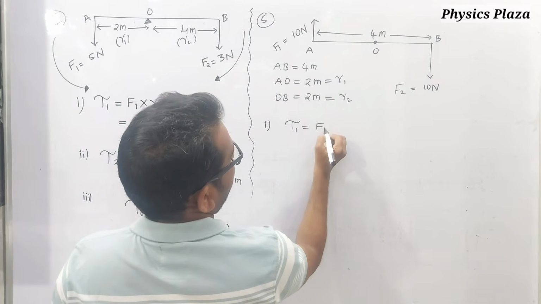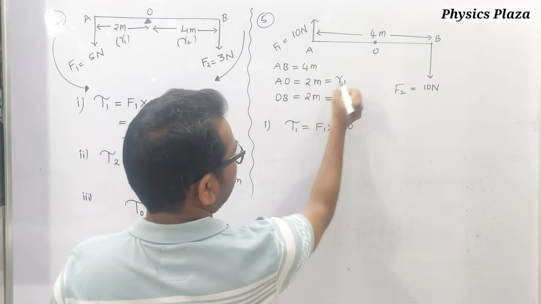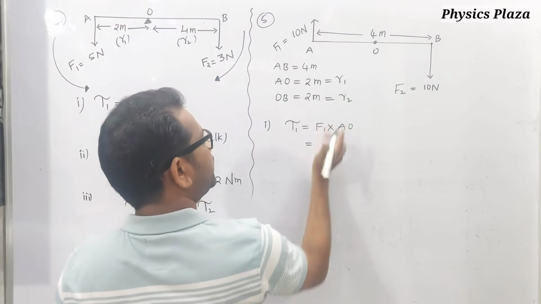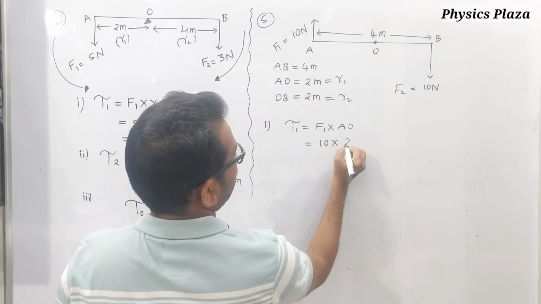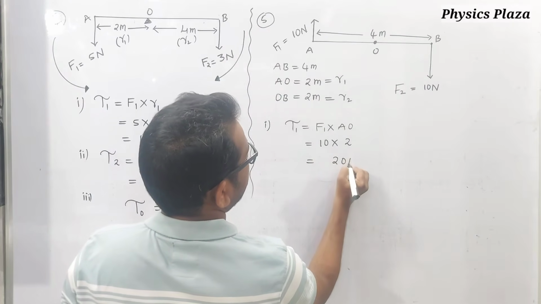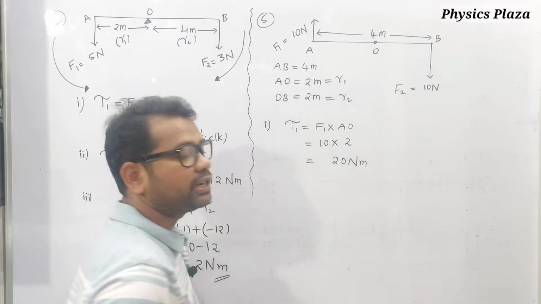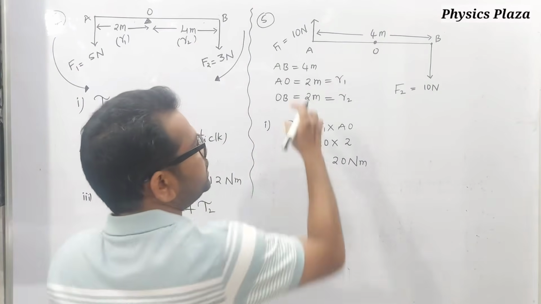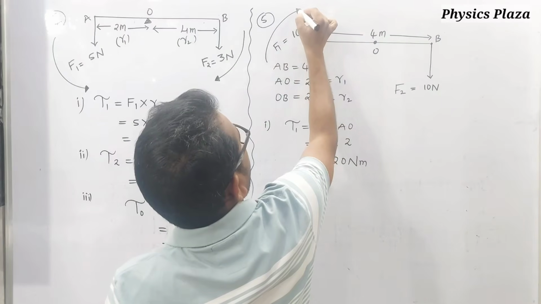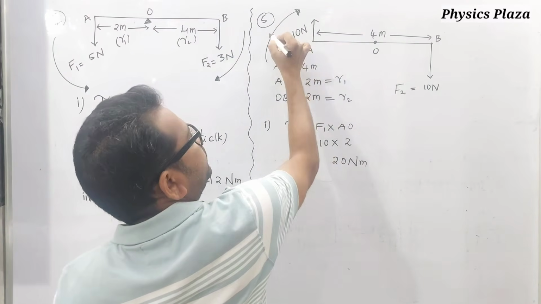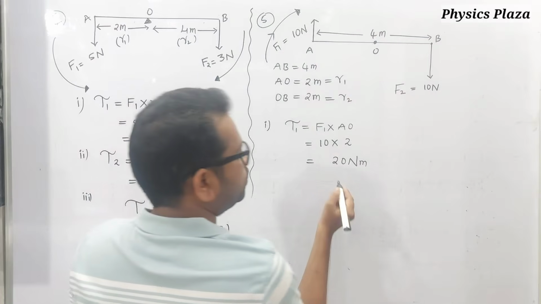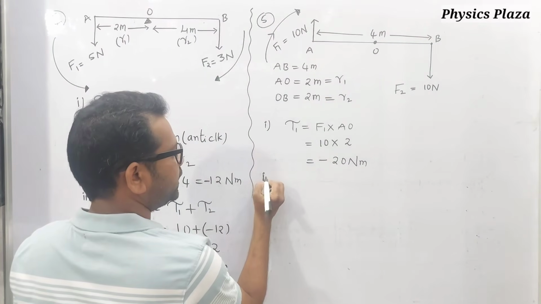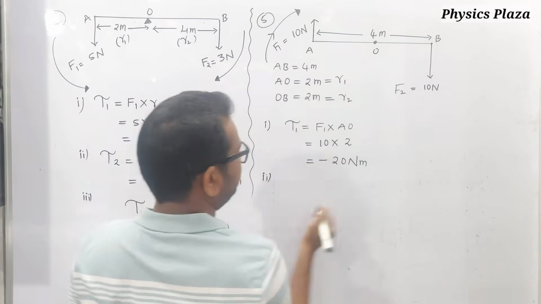Now children, the moment of force due to F1, let us call it tau 1. Tau 1 is equal to F1 into AO, that is R1 only. So force is given as 10 newtons, 10 into 2. This is 20 Newton meter. But children, you have to identify whether the moment which we got is clockwise or anti-clockwise. This F1 force will try to rotate in this direction, so obviously it is clockwise only. Clockwise moment of force is always negative. Clear?